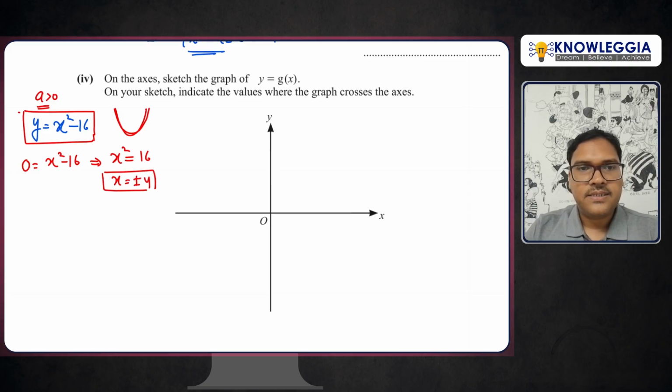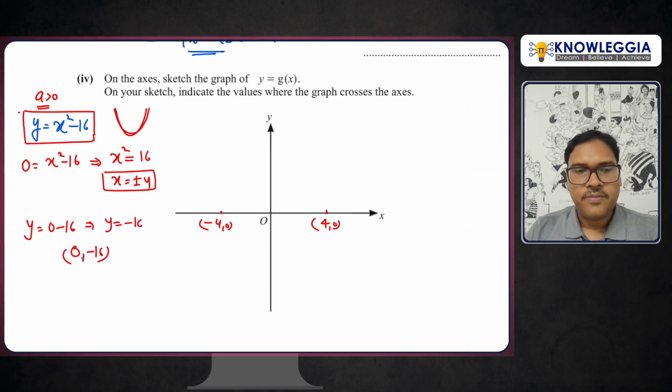So what are the x-intercepts? (4, 0) and (minus 4, 0). What is the y-intercept? You can see x equal to 0. So y equal to 0 minus 16, so that is y equal to minus 16. So what is the y-intercept? (0, minus 16). So that is somewhere here like this. This is negative 16, (0, minus 16).